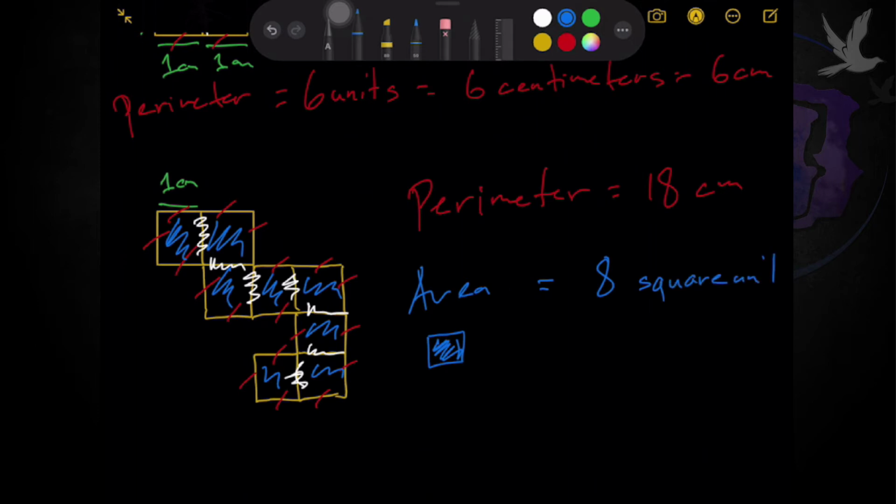units. But if you're going to take note, since the unit is in centimeters, we can now write this as 8 square centimeters. Okay? So that's how you basically combine perimeter and area, solving for perimeter and area for basic units. Okay? So that is it.